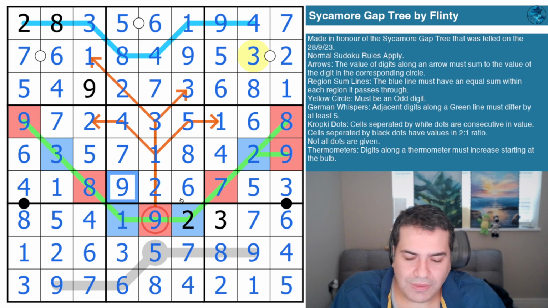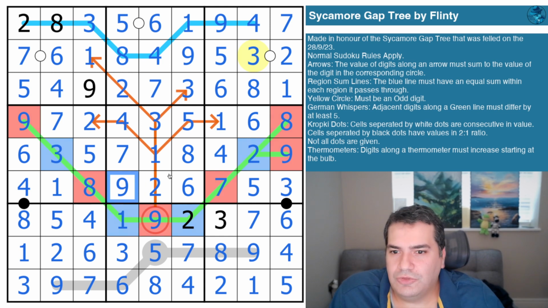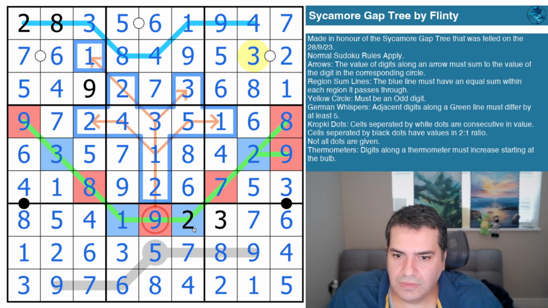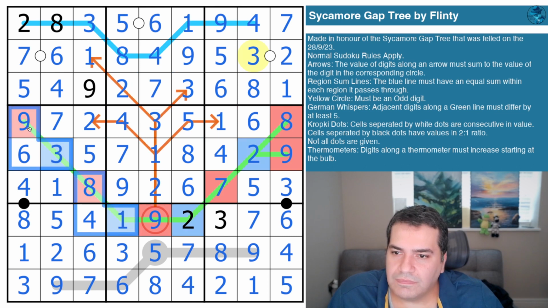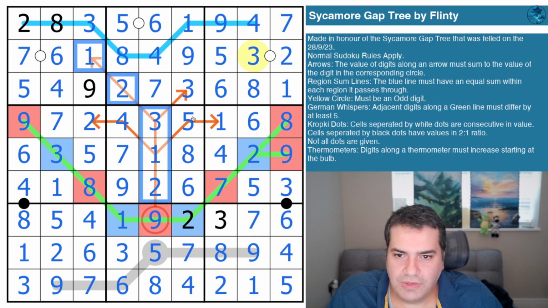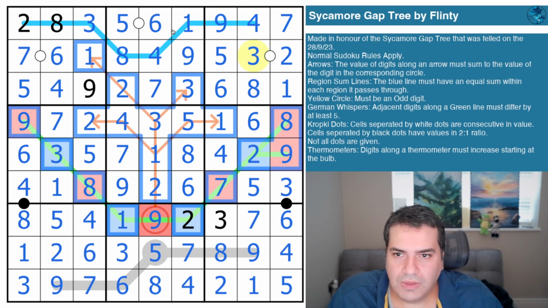Very topical puzzle, I'm going to say. I loved the break-in. I immensely enjoyed the break-in, having to figure out what these are. This too, helpfully pointing you in the right direction. So, I mean, that's me being very particular, and apologies, Flinty. I loved all of this. I loved all the variant parts of the puzzle, and essentially using the German whispers lines. The region sum line came into its own towards the end as well.